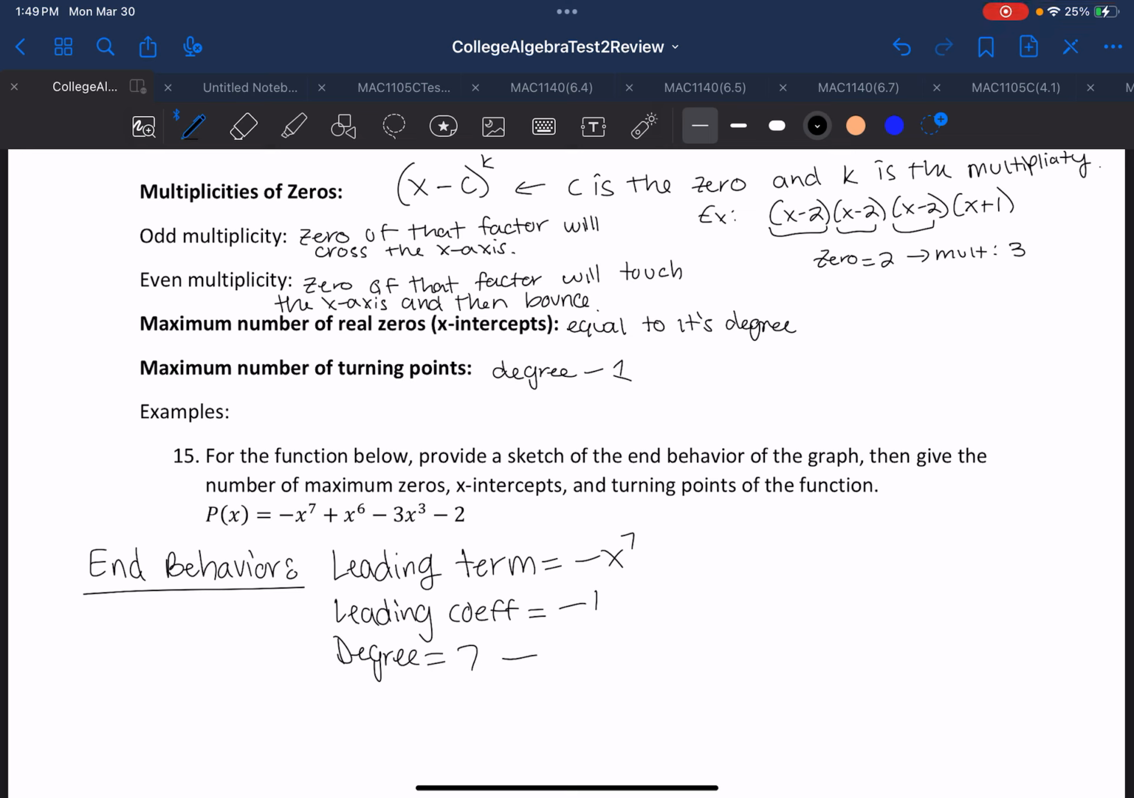So the degree is odd, which means our end behavior is going in different directions. And the leading coefficient is negative, which means towards the right it should be going down, which means to the left it's going up. So that is what the end behavior of this polynomial would look like.